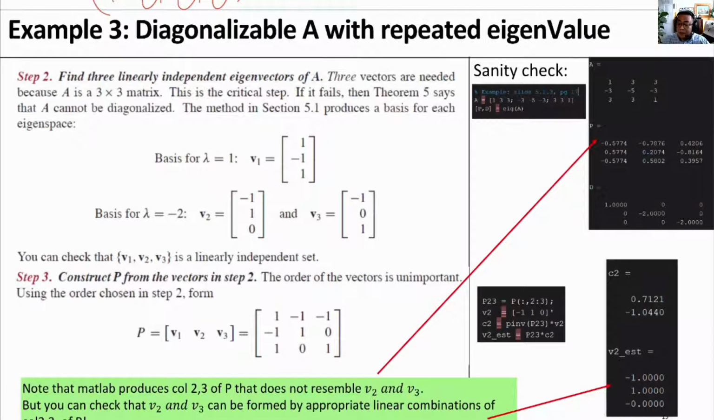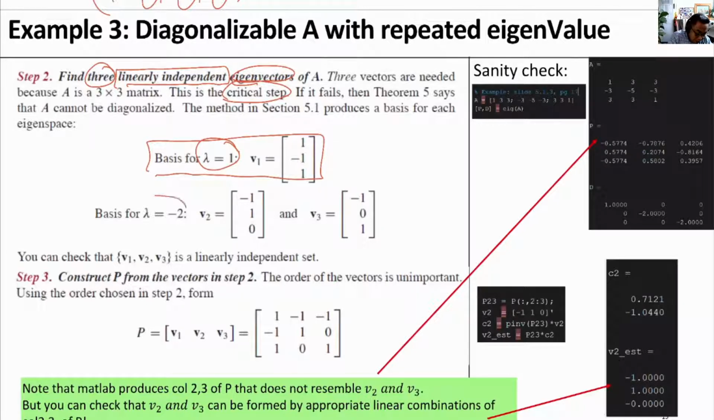Now, to see whether the matrix is diagonalizable, we have to find the eigenvectors, and we need to find 3 of them that are linearly independent. If we cannot find 3 of them, then the matrix P is not invertible. So this is actually the critical step for the diagonalization. Remember how to find the eigenvector for the distinct eigenvalue of lambda equals 1. That's simple, so we will not go through that.